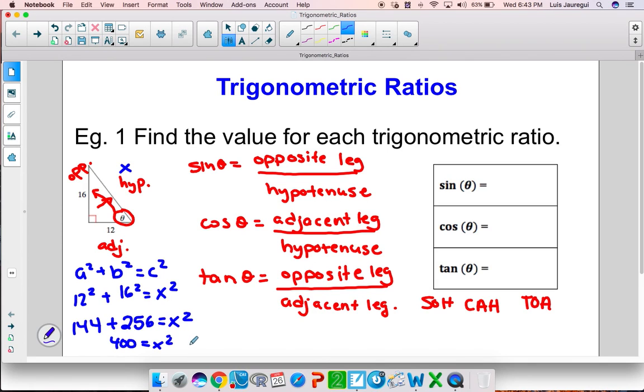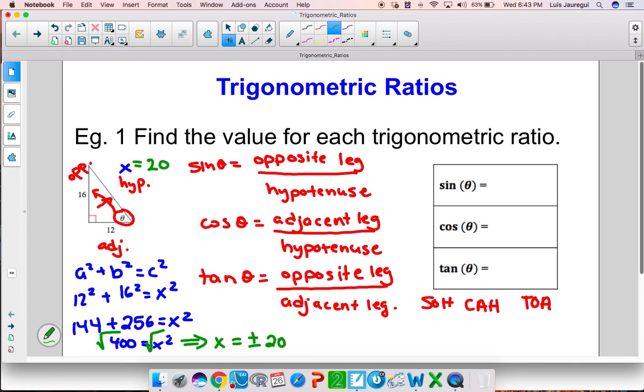Now how do we get x by itself? We simply take the square root on both sides, and that will tell you that x is equal to plus or minus 20. Since we're dealing with lengths, and lengths cannot be negative, we're going to take the positive 20 here. So the value for x is equal to 20.